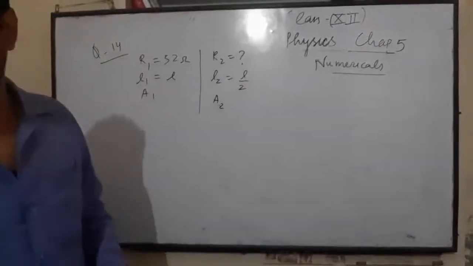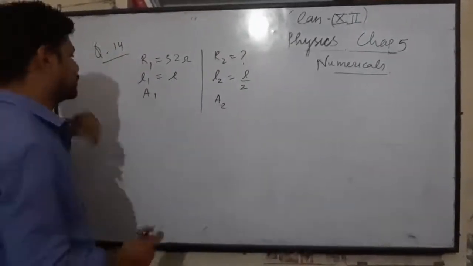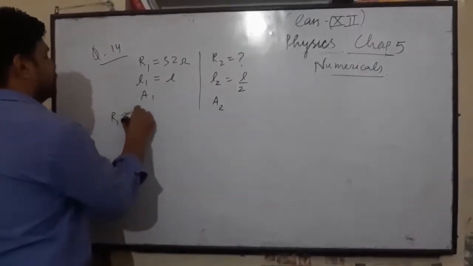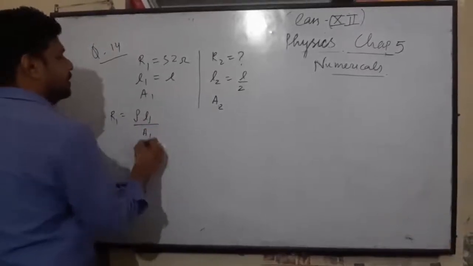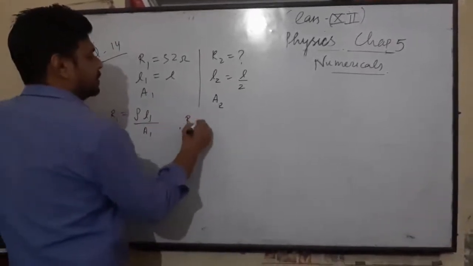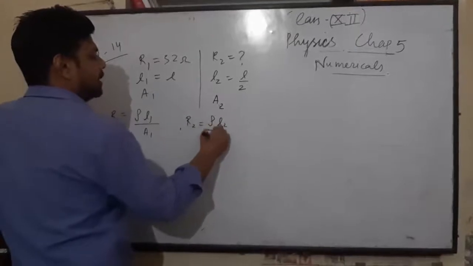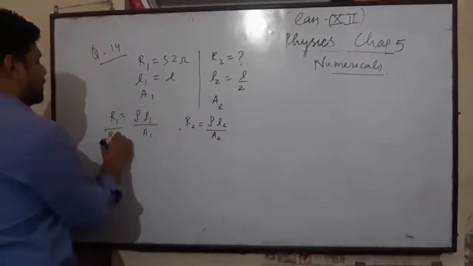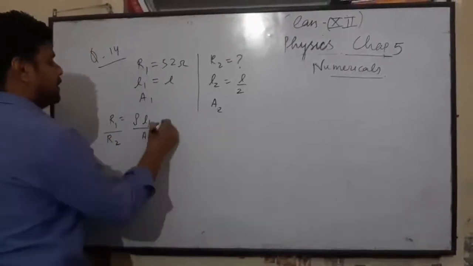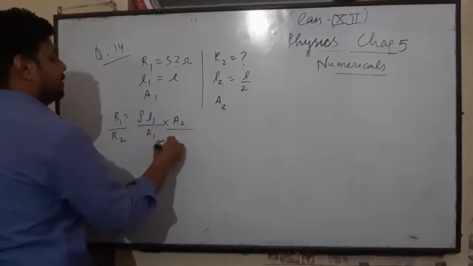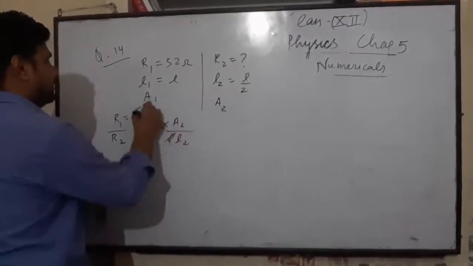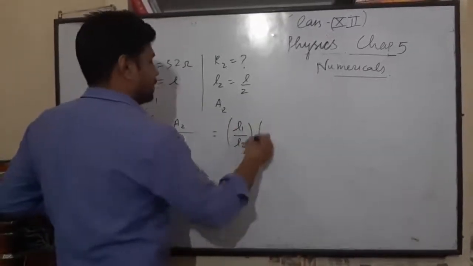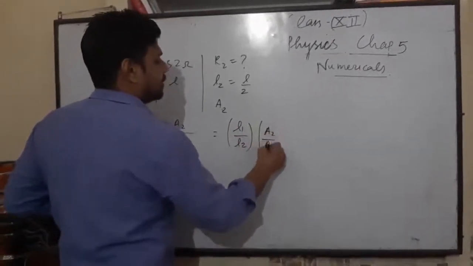So both wires are of the same material, so the resistivity will be equal. So R1 is equal to rho L1 over A1 and R2 is equal to rho L2 over A2. On dividing R1 by R2, it becomes L1 over L2 into A2 over A1.